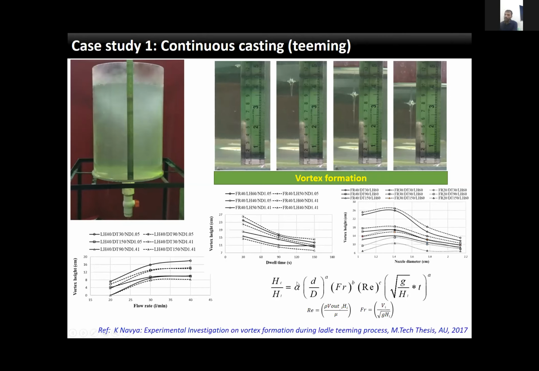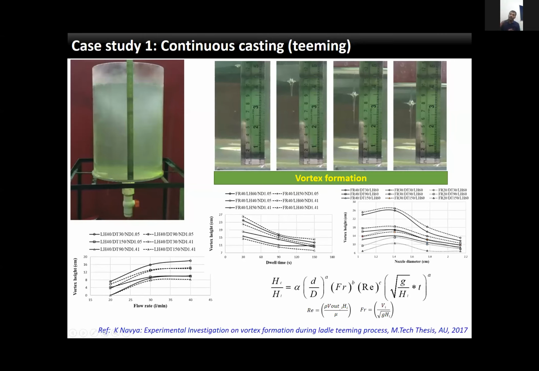That equation is proposed for a particular design of ladle. Here you can see the Froude number and Reynolds number come into the picture, and there is one d by D. It is nothing but the diameter of the model and the diameter of the actual vessel. It's a scale factor, basically d by D, model by prototype.